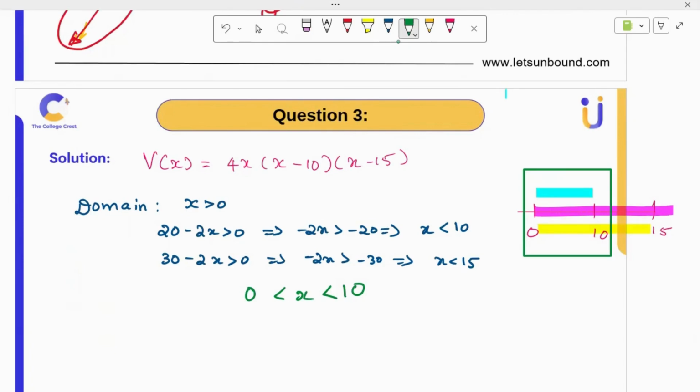Strictly, don't include this. If you include 10, volume can become 0, and also length and width may be 0. So 0 less than x less than 10. Okay, strict inequalities, this is the domain. And assumptions, I think you can do it.